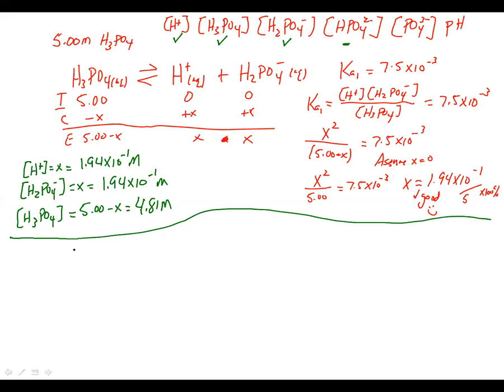So we would want to go to the next dissociation, which would be our H2PO4 minus is going to give off an H plus, and that will leave us HPO4 2 minus. Again, this is going to be our Ka2 value, which from that table and the problem looks like it is 6.2 times 10 to the minus 8.